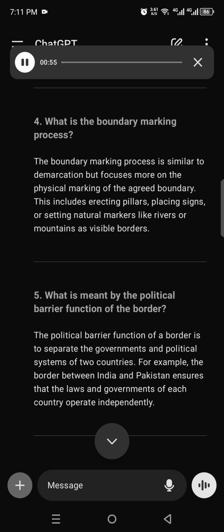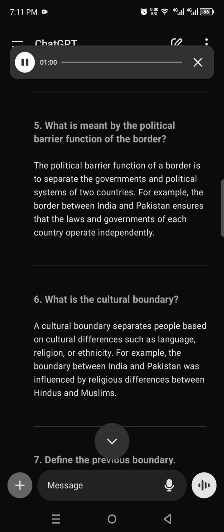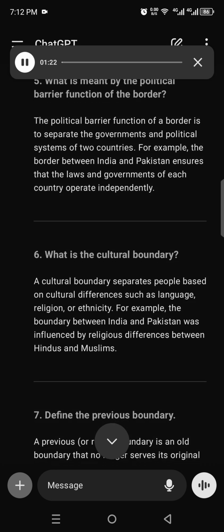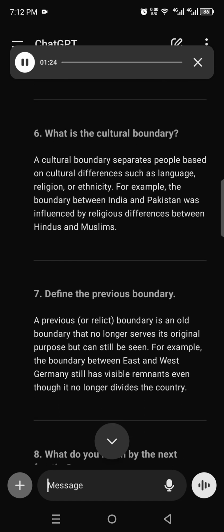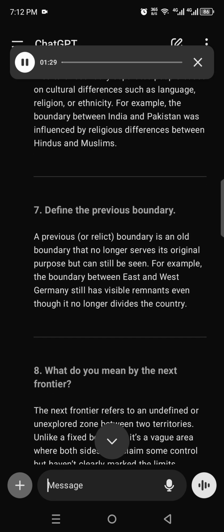5. What is meant by the political barrier function of the border? The political barrier function of a border is to separate the governments and political systems of two countries. For example, the border between India and Pakistan ensures that the laws and governments of each country operate independently. 6. What is the cultural boundary? A cultural boundary separates people based on cultural differences, such as language, religion, or ethnicity. For example, the boundary between India and Pakistan was influenced by religious differences between Hindus and Muslims.